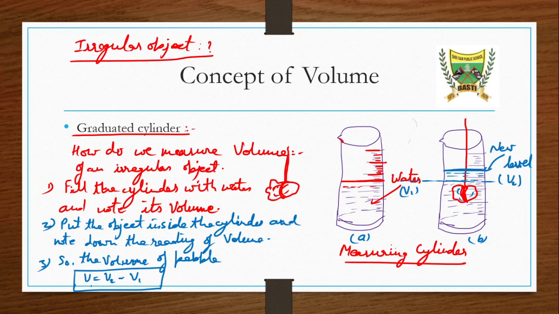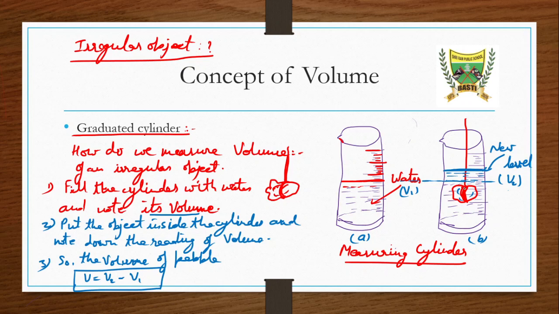Okay, so this is how we calculate the volume of an irregular object. First of all, we fill the graduated cylinder with some water, and we note down its volume. After that, we tie the object with some thread or rope, and we insert it into the measuring cylinder. When we insert the object, we see that there is a rise in water level. So we got a new level, and corresponding to the new water level, we note down the volume. So we got another volume, that is V2.